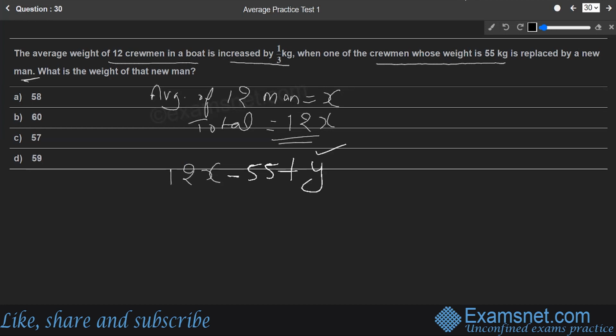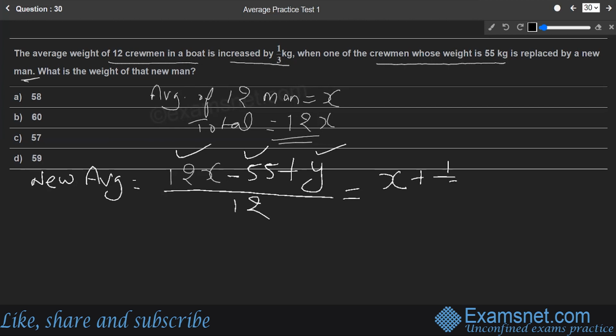So this is the weight of the new person, y kg, divided by 12. The number of people is still 12. So this is what we have calculated, the new average after the replacement: total minus the 55 kg person plus the newly added person, divided by 12, is equal to the older average x plus 1/3. Because of this substitution, there has been an increment of 1 by 3 in the average weight of all 12 people. So we are supposed to solve this equation for y.